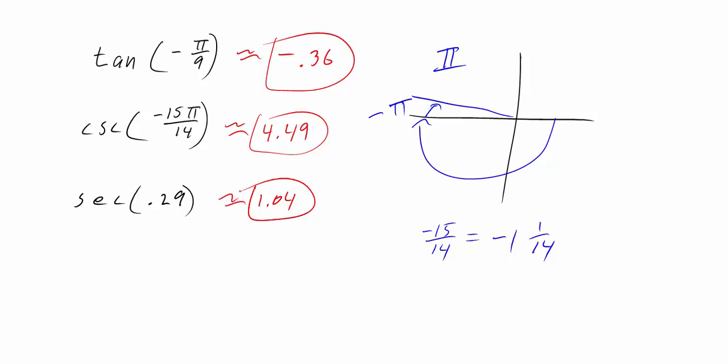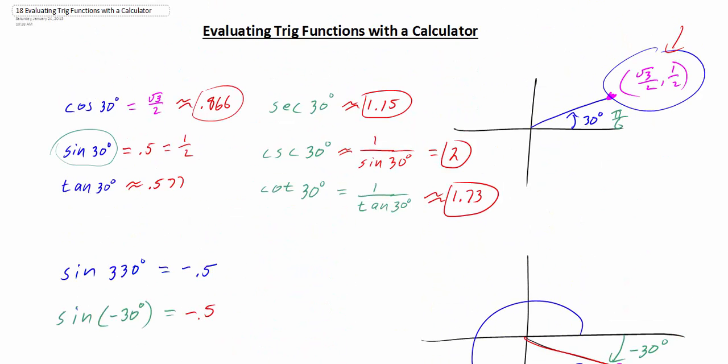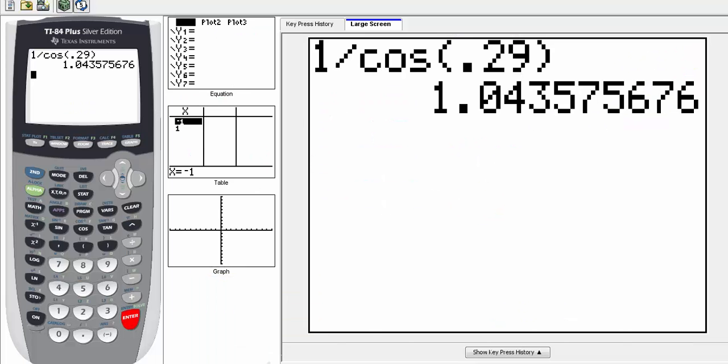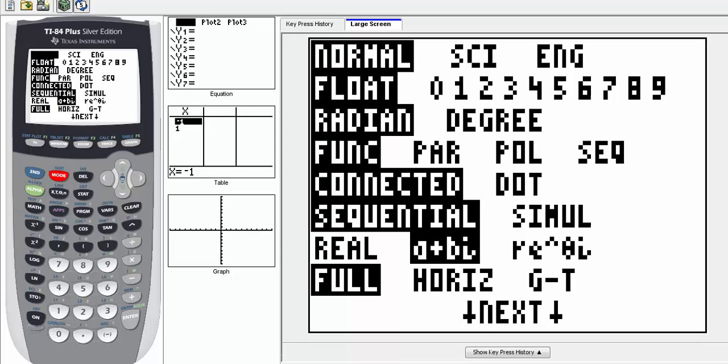Okay, so there are several examples of how we can use the calculator to evaluate our trig functions, and the main thing is we need to make sure that your calculator is in the correct mode, whether you're in degrees or radians. So once again, be very careful with this because this can make life very frustrating if you're in the wrong mode.